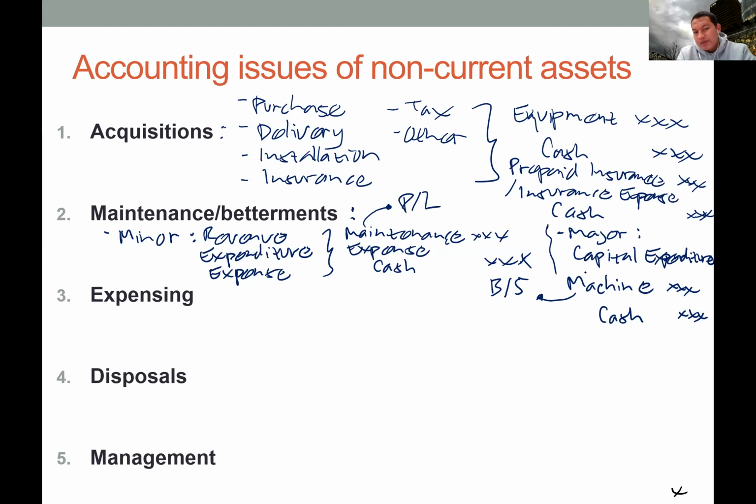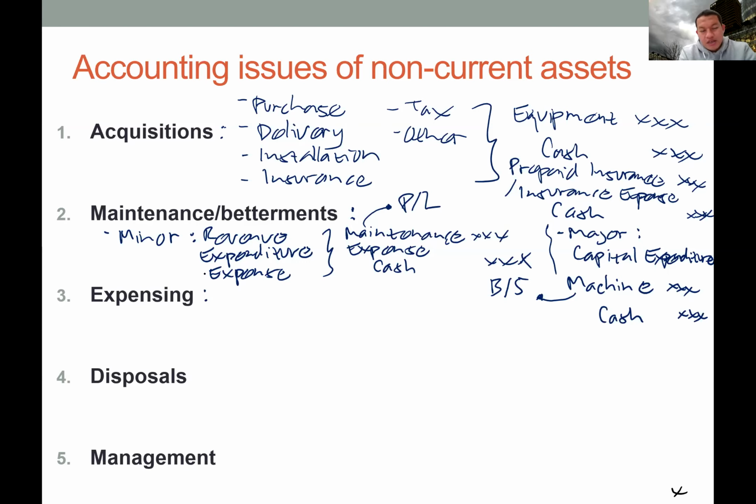So the company's income will not be reduced by this journal entry, and instead the company will report a higher total asset because of this additional value on the machine. So you can see that the company may choose one of these two alternatives. They have to choose whether the maintenance suits the minor maintenance or the major maintenance. Okay, that's the second phase.